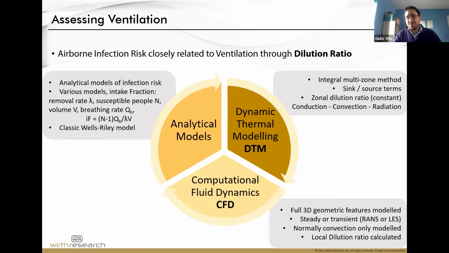Dynamic thermal modeling is also very well known and implemented when designing buildings. Unlike analytical models, it is a complex model, so it allows you to do multi-zones, transient behavior, and allows you to include the source and sink terms in a way that is very free and very flexible. What you end up with is a zonal dilution ratio. So instead of having one single dilution ratio for a single place, you have multiple ones for multiple zones, and all heat transfer modes are calculated.